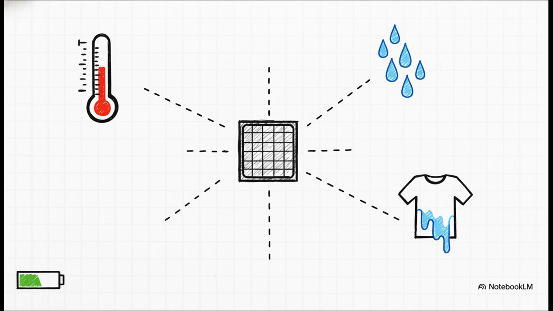Think about it like this. You know how damp clothes take way longer to dry when it's super humid outside? That's because the air is already full of moisture. This sensor uses a basic capacitive sensing element to detect exactly that.